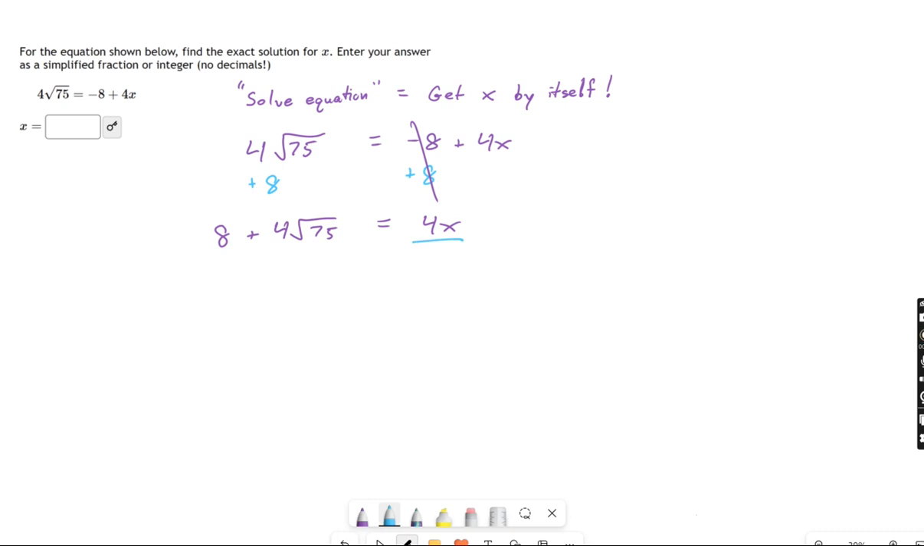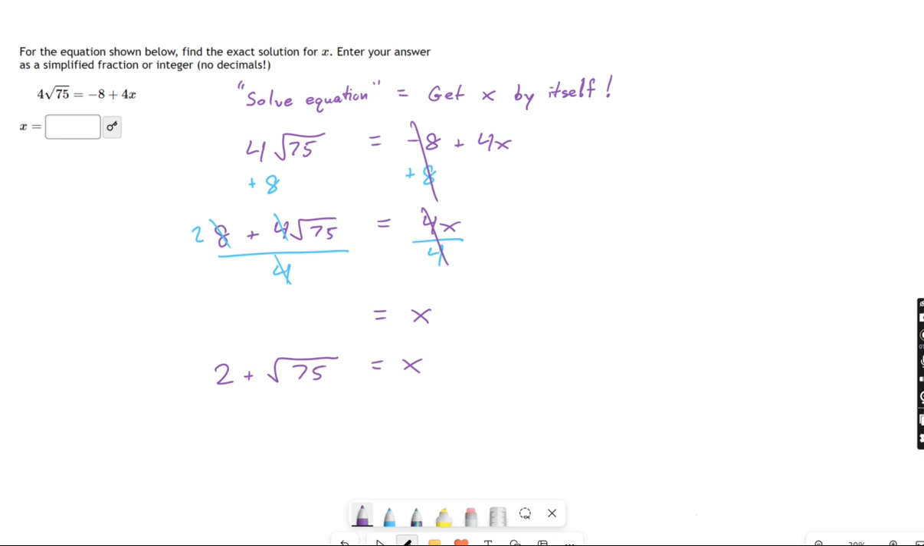Now 4x means 4 times x. So the way you get x by itself is divide each side by 4. And I mean divide the entire side by 4, not just one number or the other. So look what happens. Now I have x equals. And I can simplify this a little bit by dividing each of these numbers on the left by 4. I divide the 4 by the 4 is easy to see, but I also have to divide the 8 by the 4. So that's going to become a 2. So now I can write it like this. 2 plus square root 75 equals x.